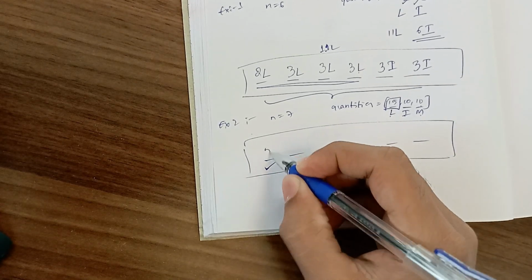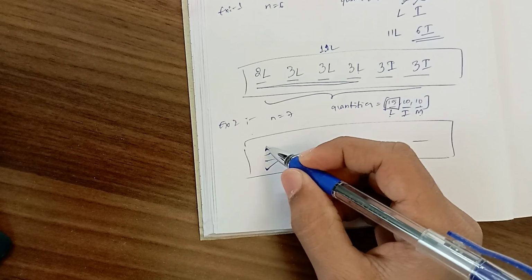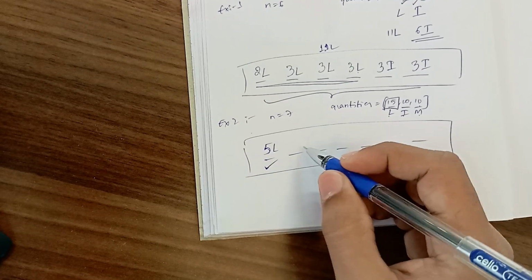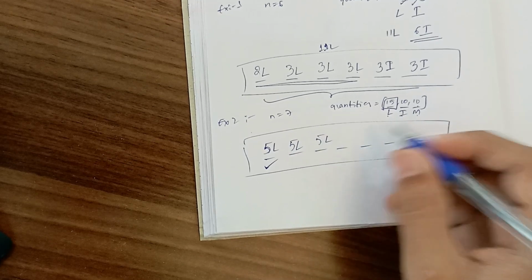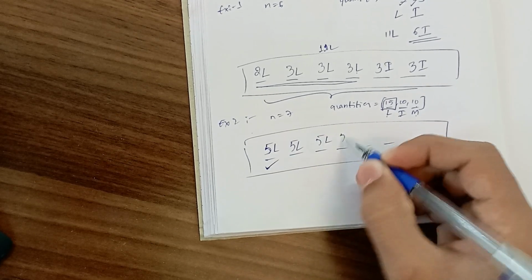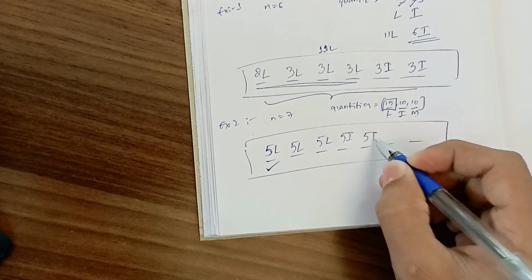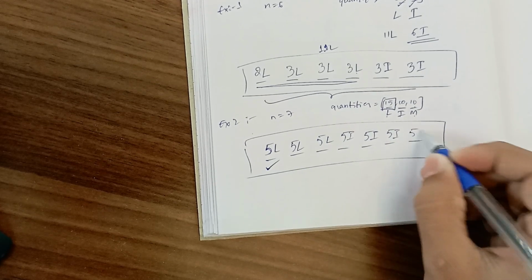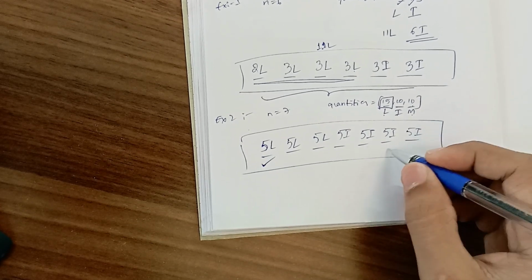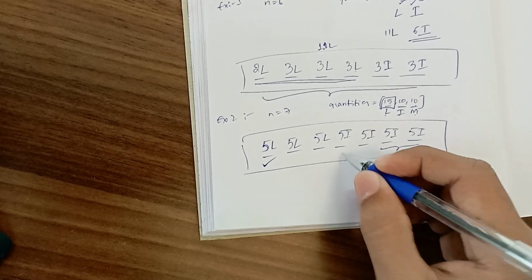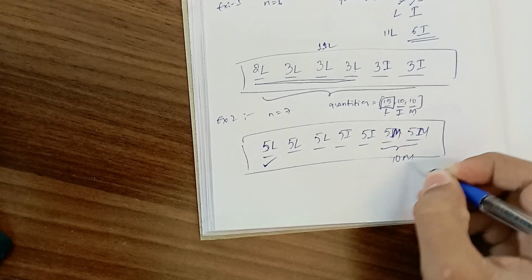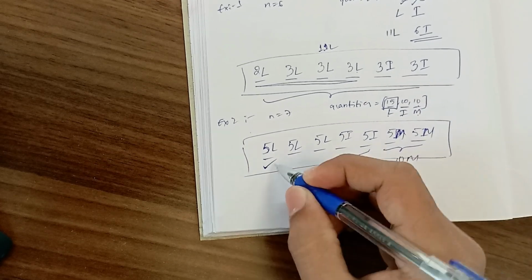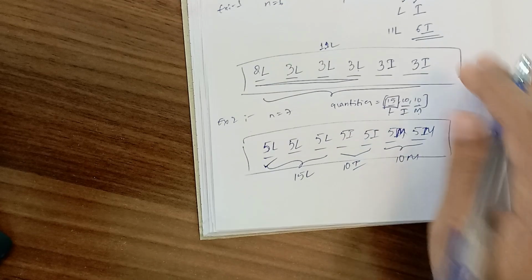Let us see how. Here we distribute 5 laptops for the first store, 5 laptops to the second store, 5 laptops to another one, and 5 iPhones, 5 iPhones. So here we have 5 mics, 5 mics, 10 mics, 10 iPhones, 15 laptops.